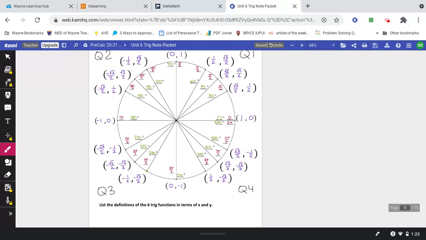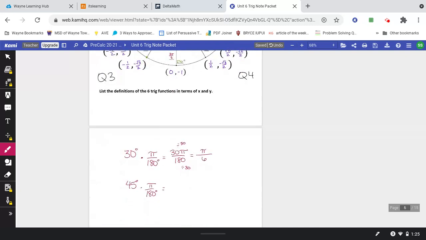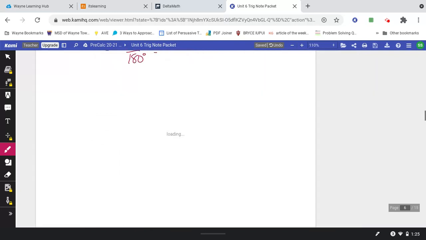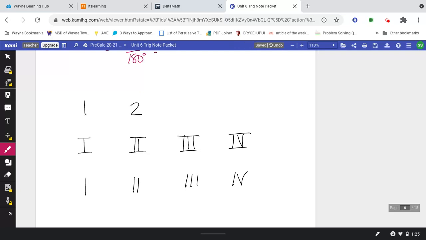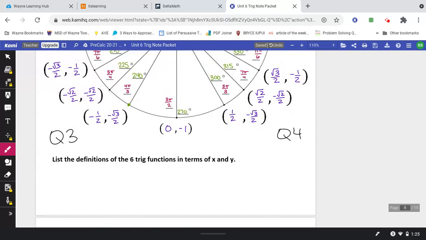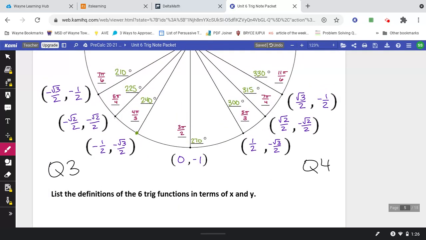Sometimes you may see these as Roman numerals. Roman numerals for 1, 2, 3, and 4 would look like this. I, II, III, and IV. Or without the lines at the top, I, II, III, and IV. Right. So 1, 2, 3 is pretty obvious, and then 4 is just that other one. Okay. So make sure you have those quadrants labeled.